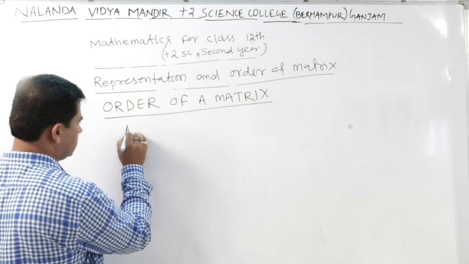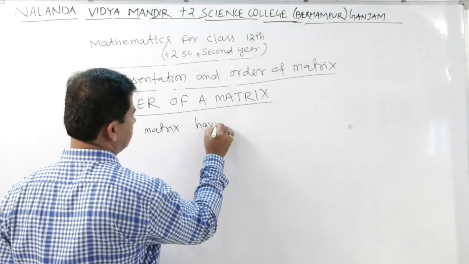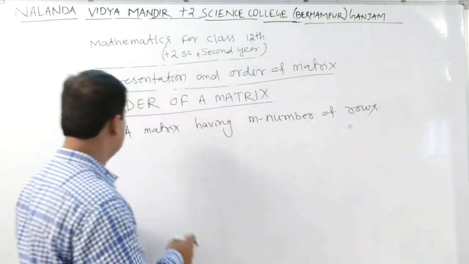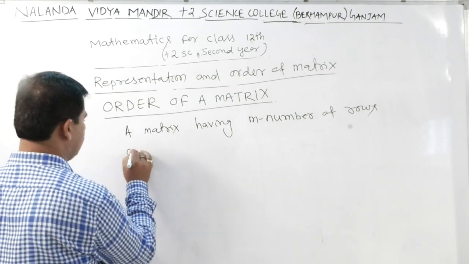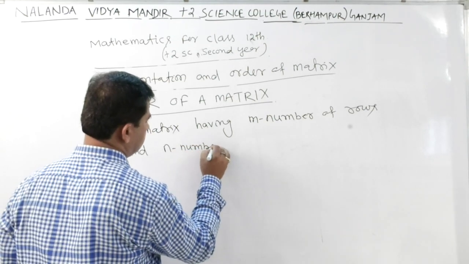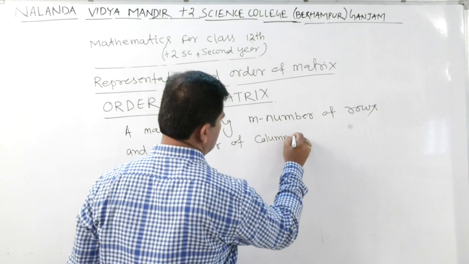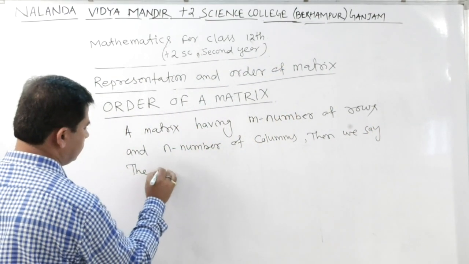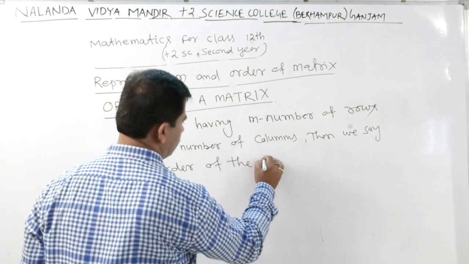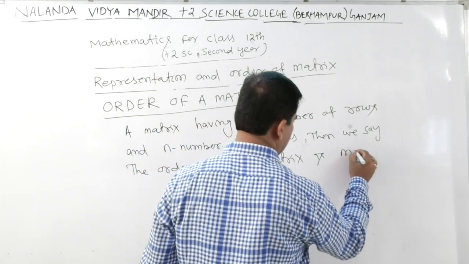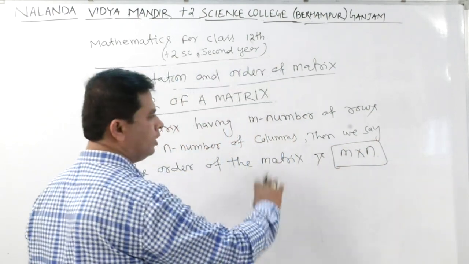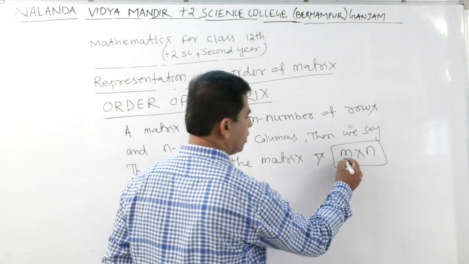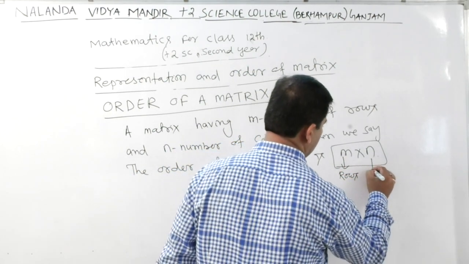In a matrix having m number of rows and n number of columns, then we say the order of the matrix is m cross n. We can write or denote the order of the matrix as m cross n if the matrix has m rows and n columns.